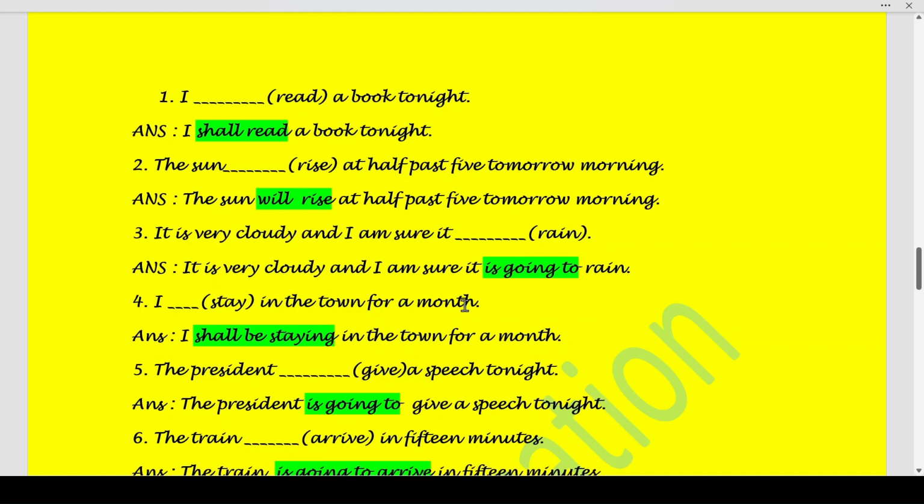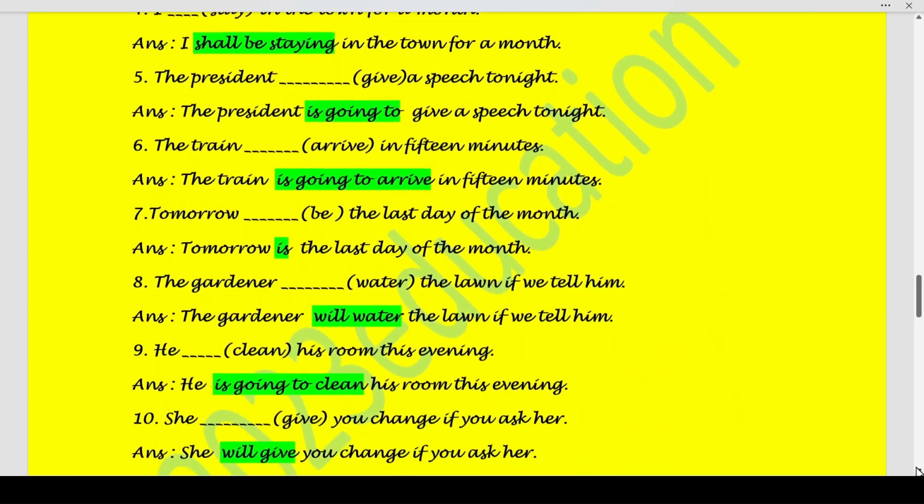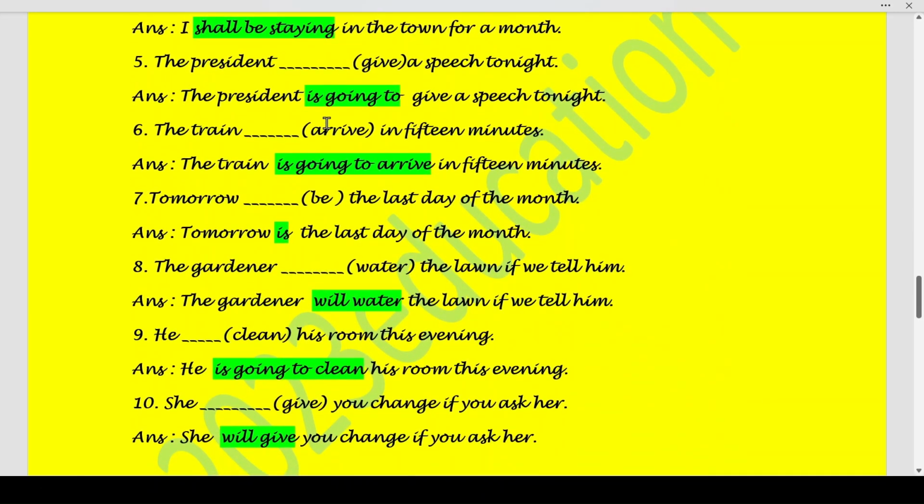I stay in the town for a month. I shall be staying in the town for a month. We know I is always followed by shall and not by will. The president is going to give a speech tonight. President is a singular noun, so it is followed by the structure of going to: singular noun followed by going to plus the base form of the verb. Base form of the verb give remains give.